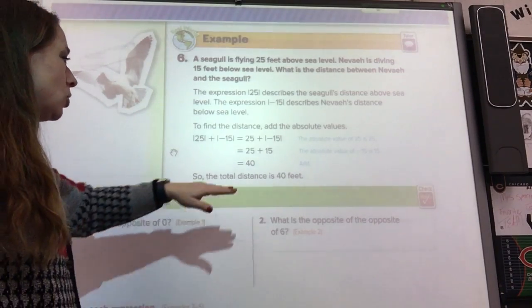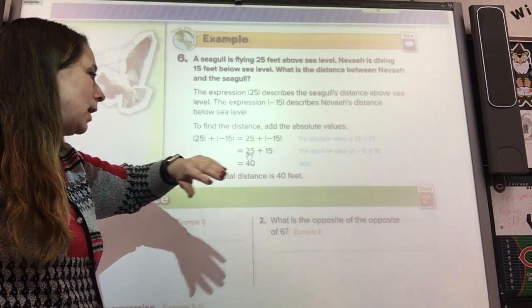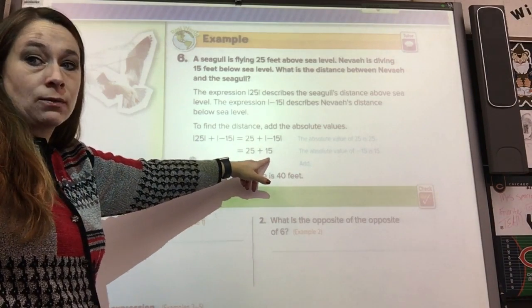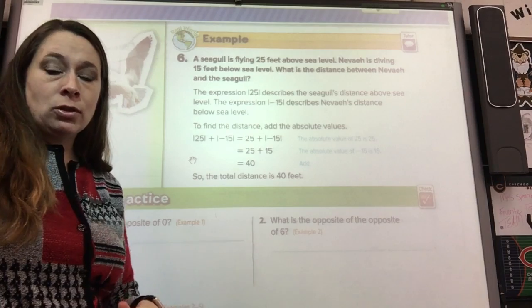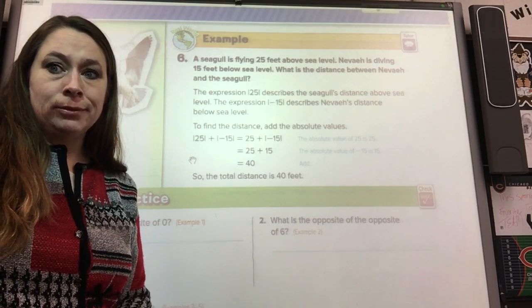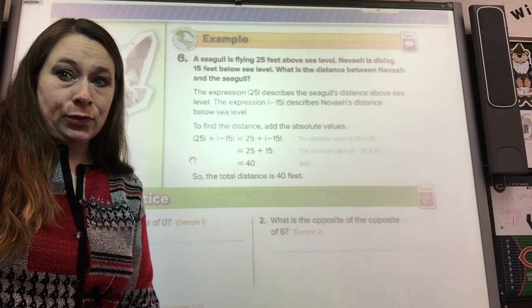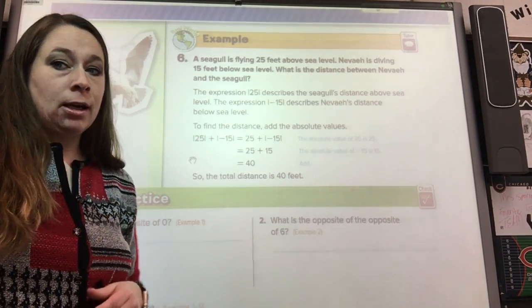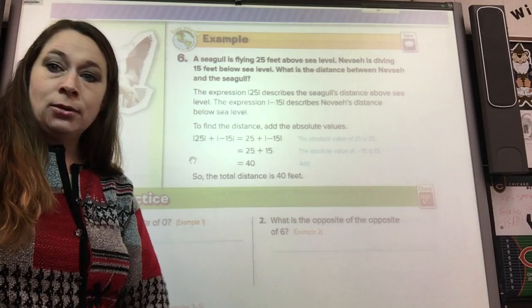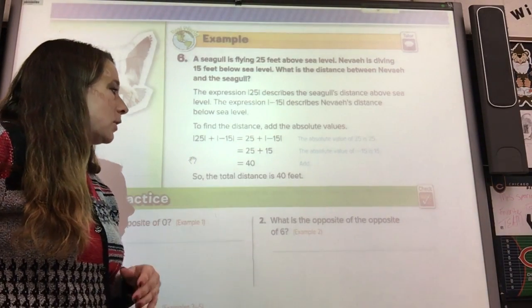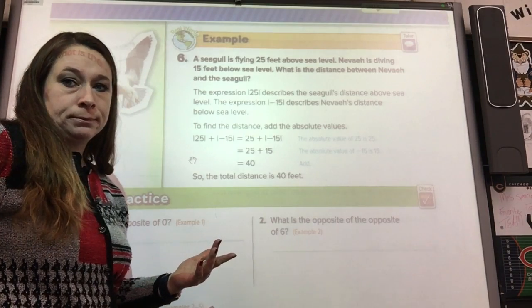So they show us here the absolute value of 25 is 25 and the absolute value of negative 15 is 15, right? Because even if she goes 15 feet down below sea level, eventually she's got to come up for air. She's not going to keep going further down. She's going to come right back up and get air. So whatever distance she took down, she's going to come right back up. So it's a positive 15. 25 plus 15 is 40.